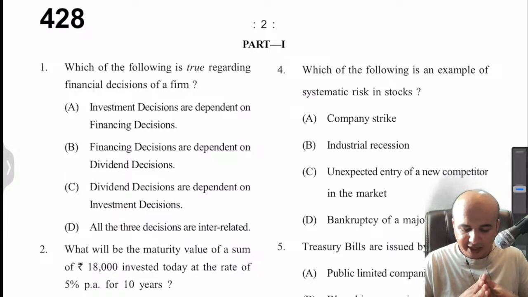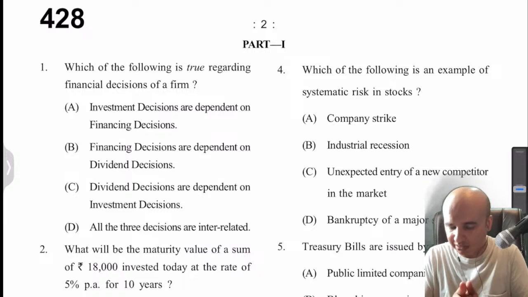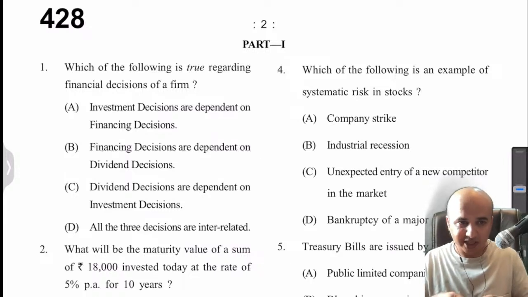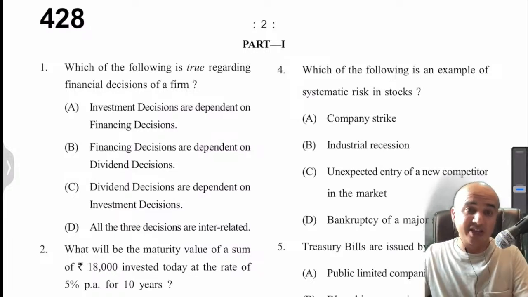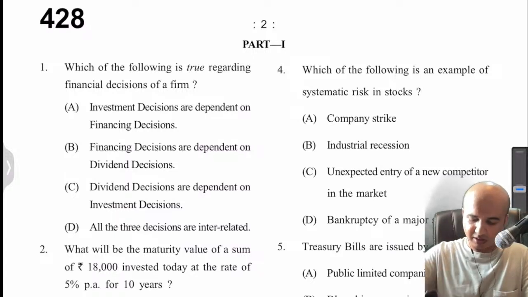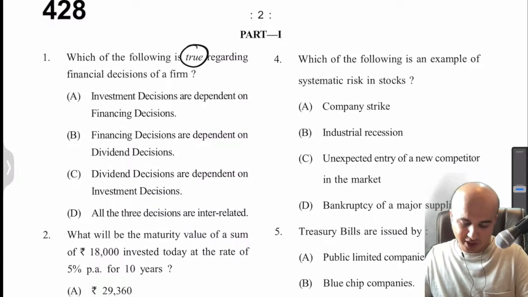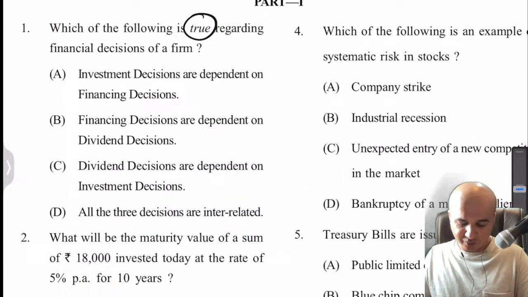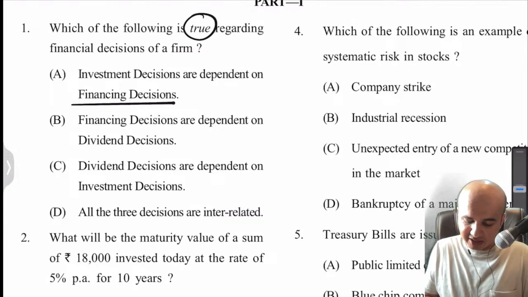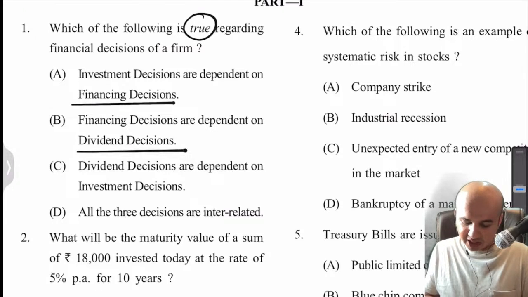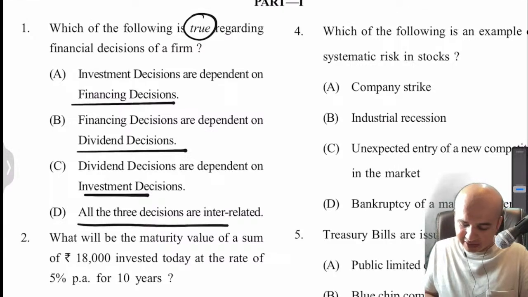Which of the following is true regarding the financial decisions of a firm? If the audio or video is not clear, please ping me on chat, I'm monitoring the chat here. They have emphasized the word true, so first of all we'll have to look at all the options. Let's start with the first one. Investment decisions are dependent on financing decisions, financing decisions are dependent on dividend decisions, and dividend decisions are dependent on investment decisions, and all the three decisions are interrelated.